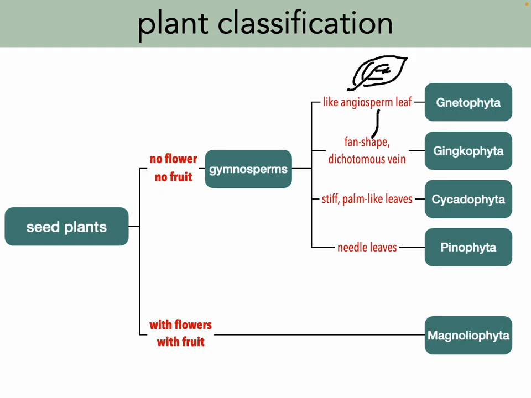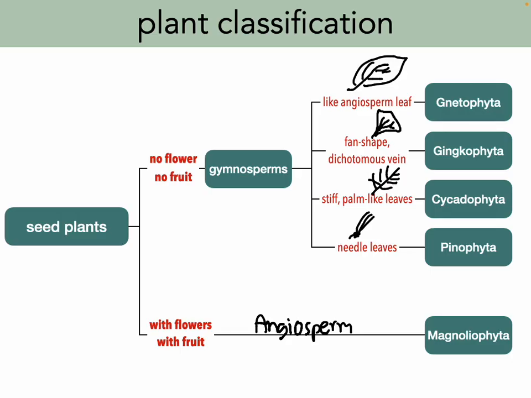If you have fan shape, like a symbol of Japan, and the branchy vein, dichotomous branch vein, you have ginkgo. And if you have stiff, like palm leaf, but no flower, again, you have cycad. And you have needle leaf in fascicle with pine cone, then you have Pinophyta. If you have flowers and fruit, you are in the Angiosperm group. You have flowers that would turn into the fruit, and you have Magnoliophyta. 5 different divisions.